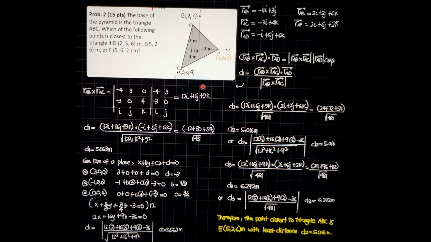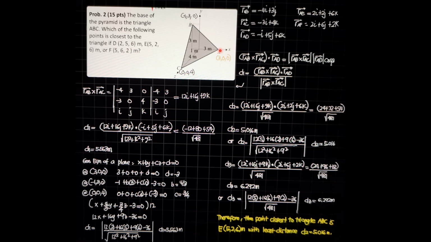So let's define the position vectors. These are part of the solution. So A is at 3, 0, 0. B would be, because this is 1 to the left, so negative 1, Y is 3, Z is 0, and C is 0, 0, 4.